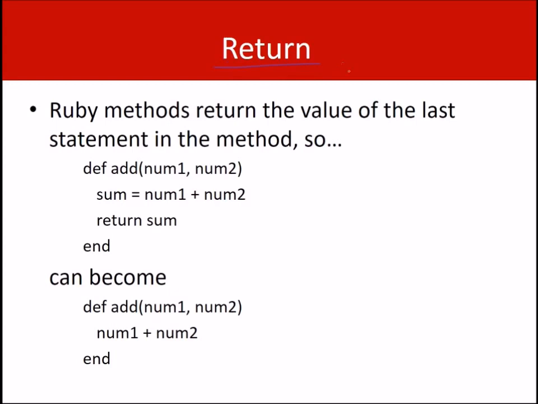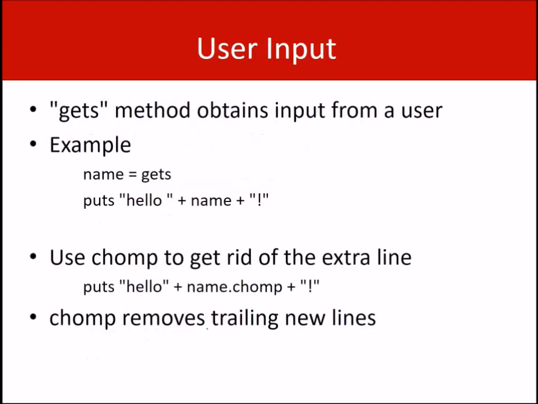Ruby methods return the value of the last statement in the method, just like Groovy. So whatever you do inside your function, the last statement will always be the return value. So you can really ignore this return sum, and you are not supposed to write sum equal to also, because num1 plus num2 will always be some sum, and this will be returned.